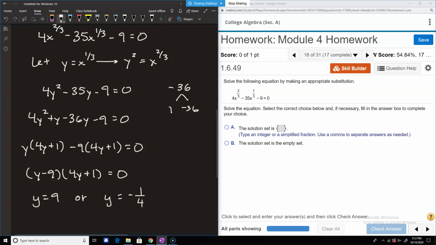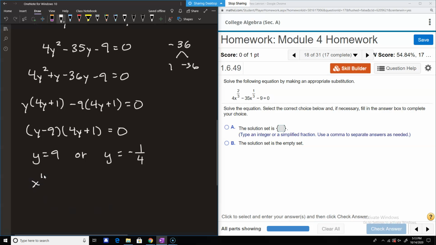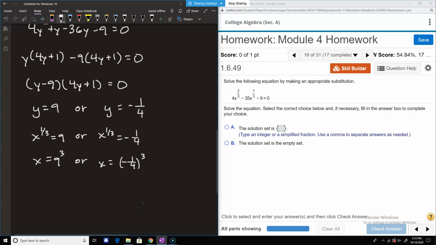And then you replace it with the original thing. So x to the 1/3 equals 9, or x to the 1/3 equals minus 1/4. You can cube both sides. So x would be 9 to the 3rd power, or x would be negative 1/4 to the 3rd power. You're just raising both sides to the 3rd power. So this x I know will come out to negative 1 over 64. What's the other one if you cube it? 81 times 9, 729.